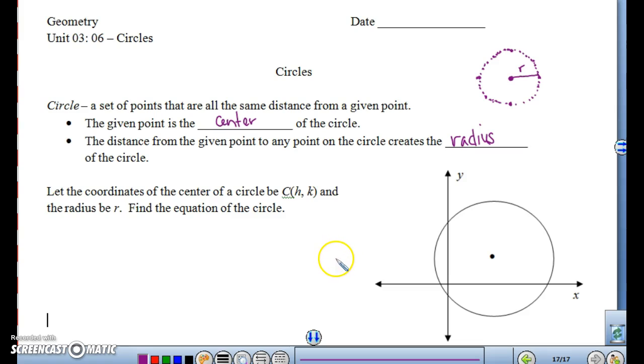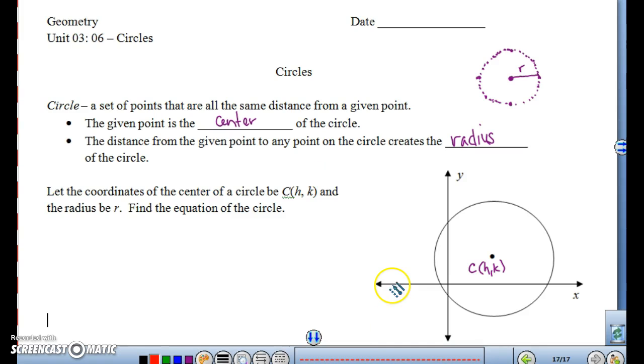Now that we know that fact, let's see if we can come up with a formula for the equation of a circle. We know a line is y equals mx plus b. Well, the circle must have its own equation as well. And it does. So we're going to derive the formula. So let the coordinates of the center of a circle be C, (h, k). Why they use h, k, I have no idea, but they do. This is (h, k). And the radius of the circle be r.